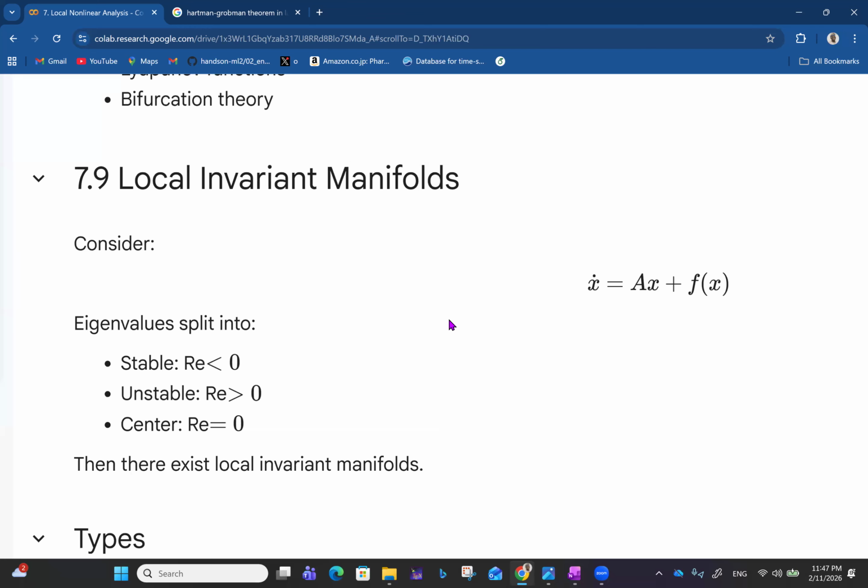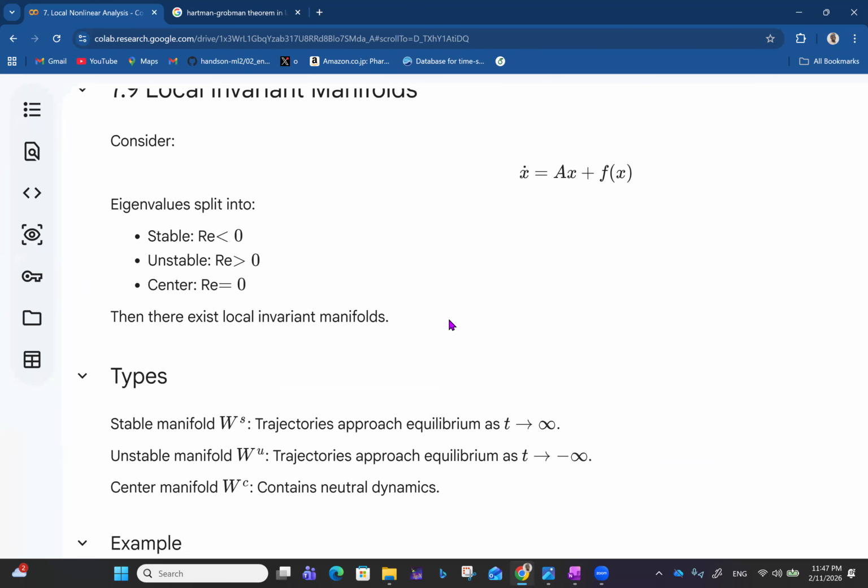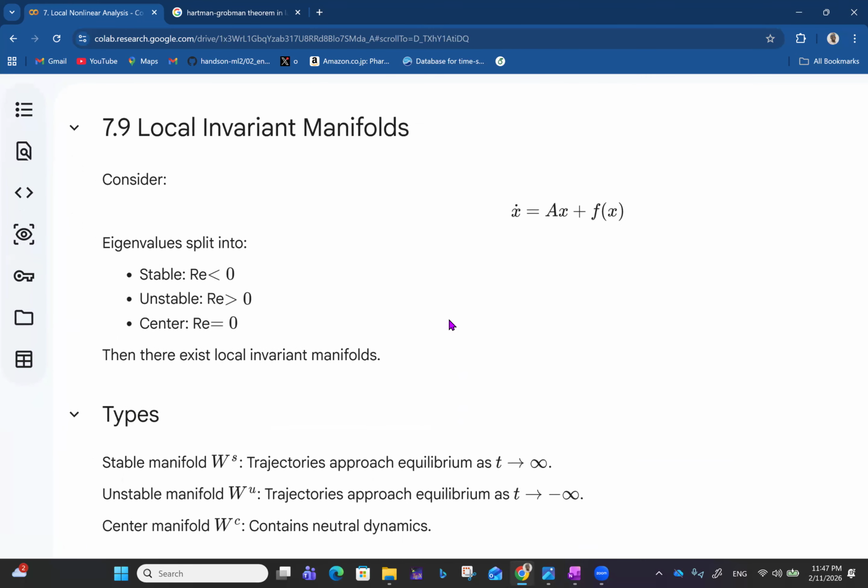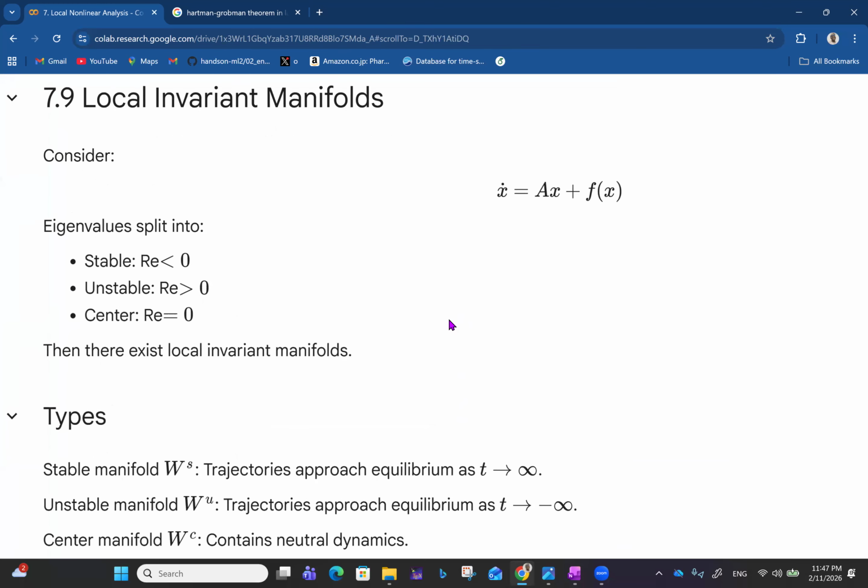local invariant manifolds. Can everything fit in at once? Okay, I think it can. All right. So local invariant manifolds. Consider that you have x dot equals Ax plus f of x. So eigenvalues split into the following. Stable when the real part of the eigenvalue is less than 0. Unstable if it is greater than 0. And then center if the real part of the eigenvalue is equal to 0. Then there exist local invariant manifolds in that case.